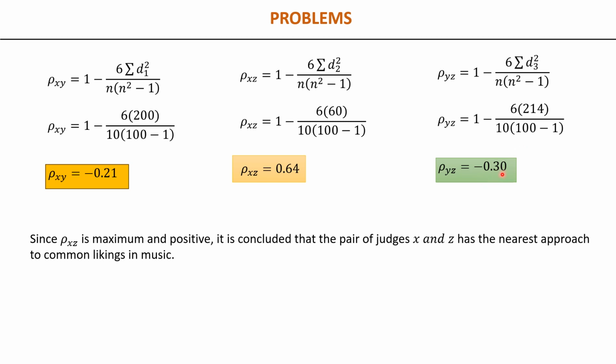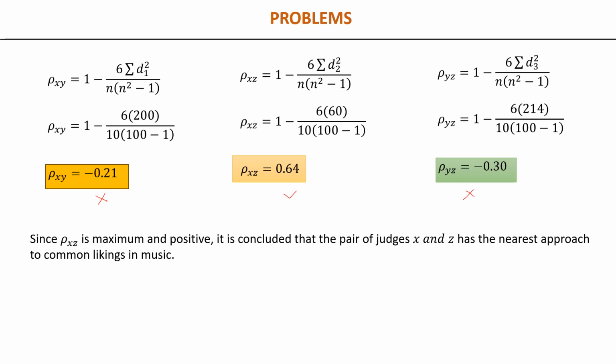As I told you a few minutes back, when I want to check whether two judges are closer or think along the same lines, it means their correlation value should be positive, and among positives it should be higher. Now you see this is negative, so we are not interested. Negative itself means that x and y are not correlated, they think differently. And here, when you say negative, again, Y and Z think differently.